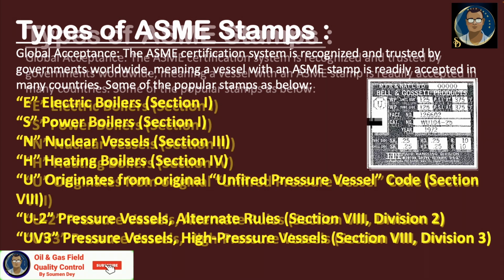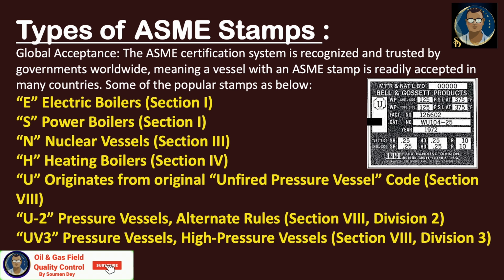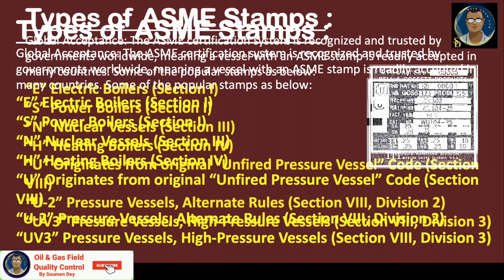You can see this stamp nameplate which has the U stamp and all the information there. E is for electrical boilers, S is for power boilers, which is Section 1, N is for nuclear vessel, ASME Section 3, H is for heating boilers, Section 4, and then U originates from the original unfired pressure vessels code, which is Section 8. U2 is for pressure vessels alternate rules, Section 8 Division 2. U3 is for high pressure vessels, Section 8 Division 3.